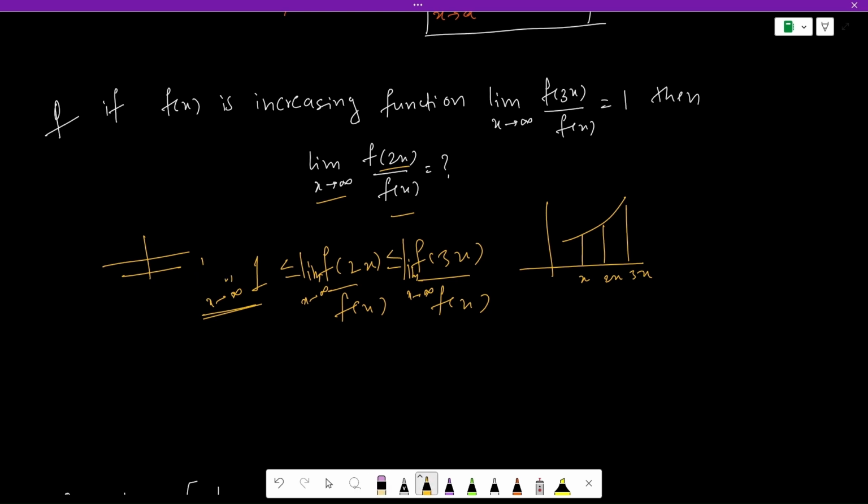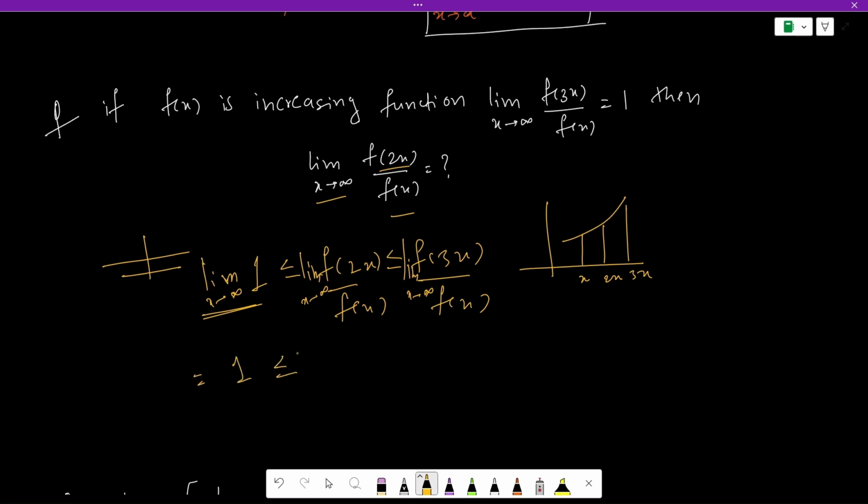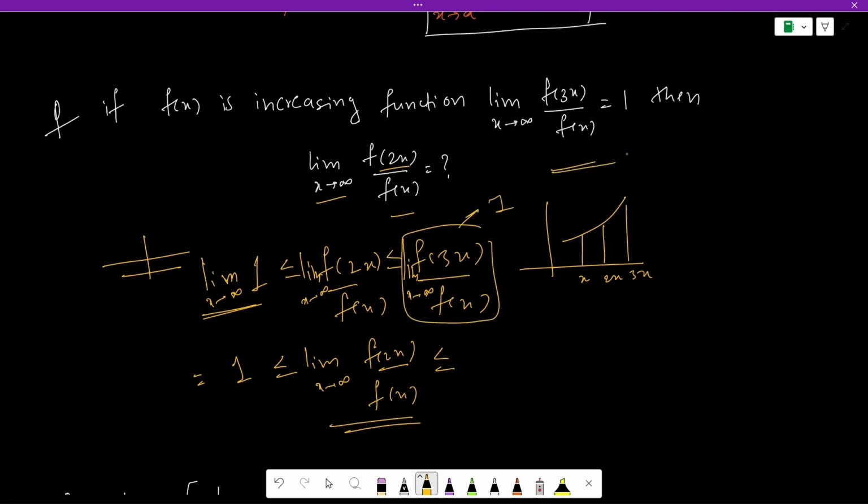So let's write it as 1, and this is less than or equal to the limit as x tends to infinity of f(2x) by f(x), and this is what we need to find, and this is less than or equal to this, and what is this? This is equal to 1 as given here. So now what we have is this value is between 1 and 1, and that is only possible when it is equal to 1, right? So this is the answer.